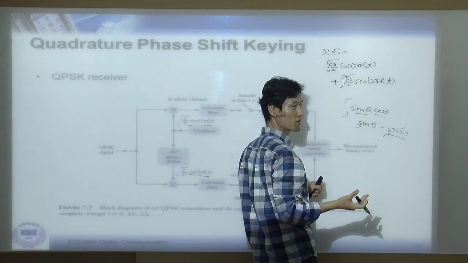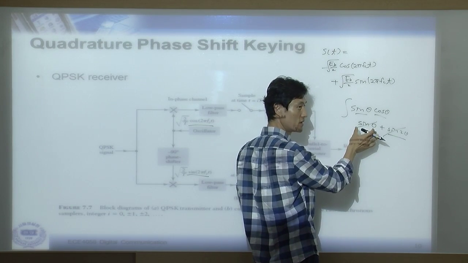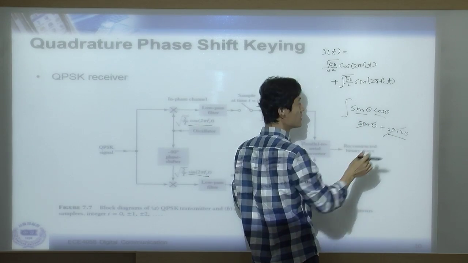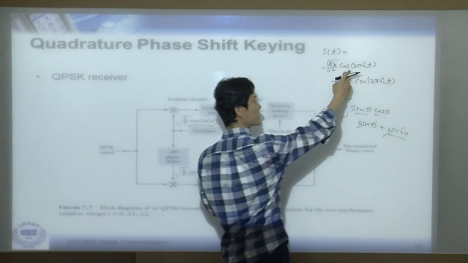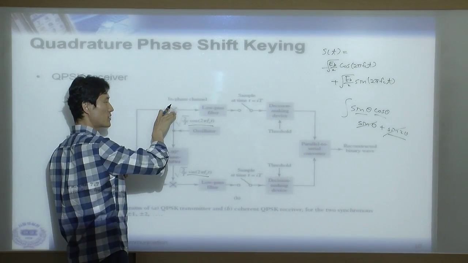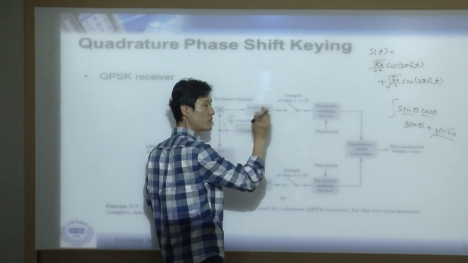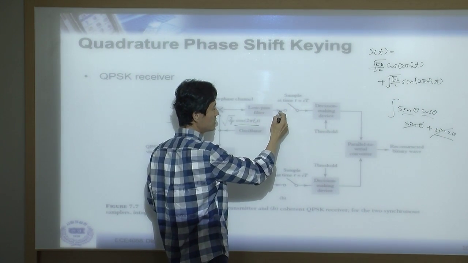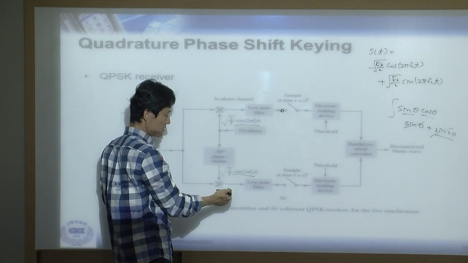That's very straightforward. Why is it gone? Because these two are orthogonal. Orthogonal means that when you multiply these two, it's going to be 0 anyway. So because of this orthogonality, this is going to be 0. And we have the cosine square term, which goes into the low pass filter. Only the high frequency component will be removed by the low pass filter. So what is remaining here is the same as BPSK. Same thing here.